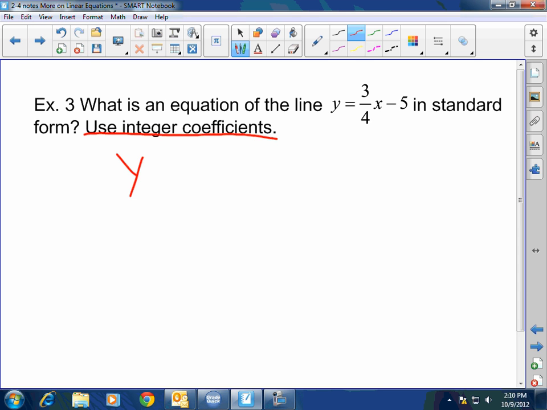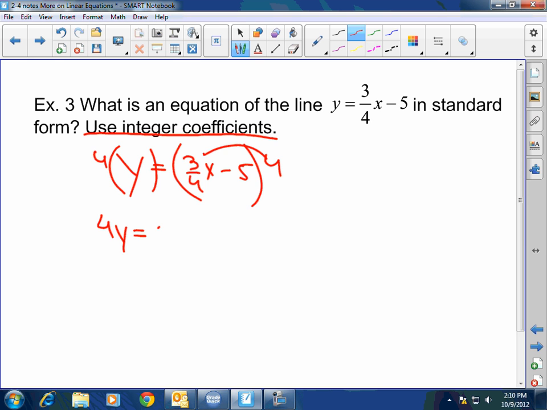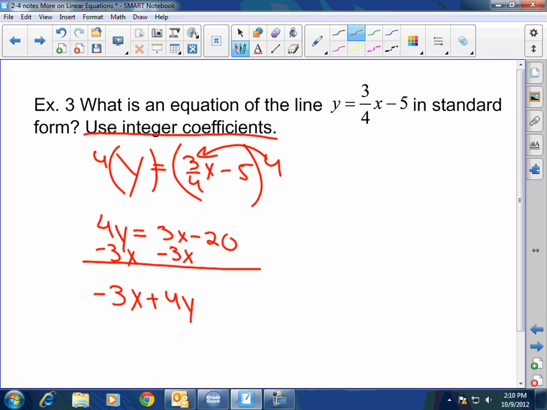Use integer coefficients. So I got y equals 3/4 x minus 5. All right, guys. I want to get the x and the y's together, but I only want integers. So can I work with this fraction first of all? How do we get rid of that fraction? Fantastic. Thank you, guys. So I got 4y equals, distribute, 3x minus 20. You guys with me? Now I subtract 3x from both sides. And I got negative 3x plus 4y equals negative 20.